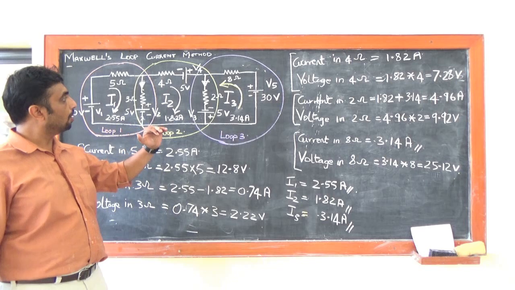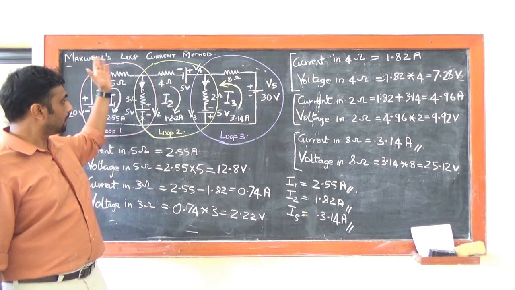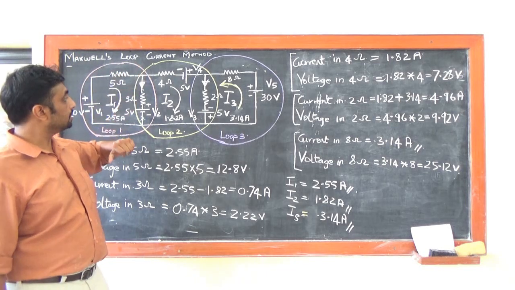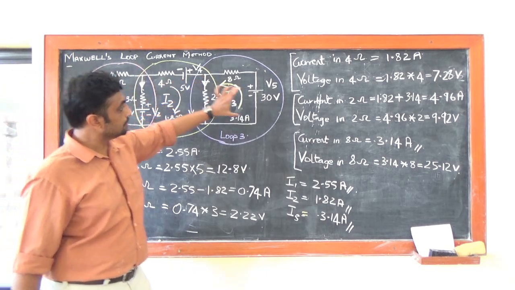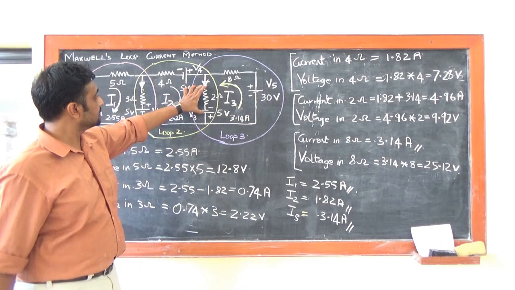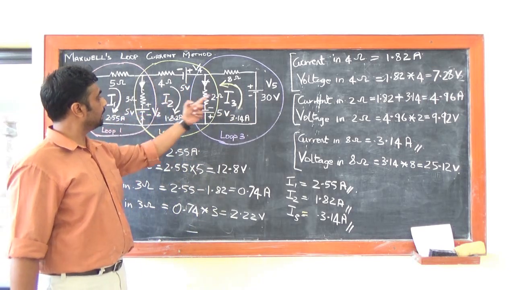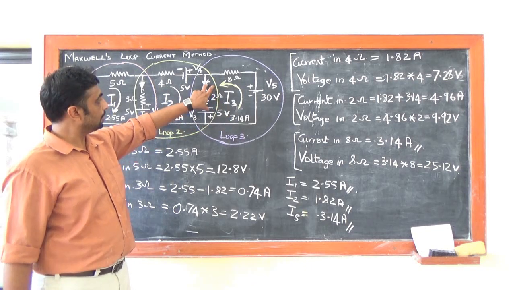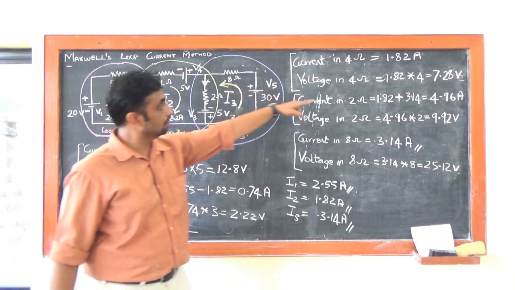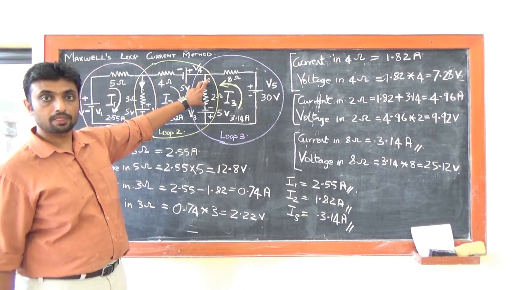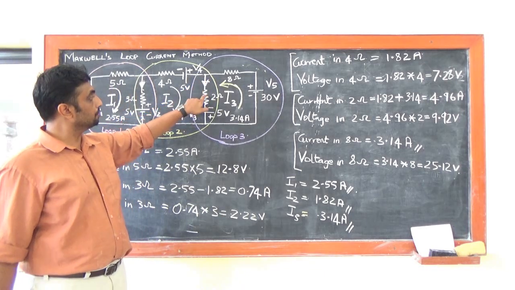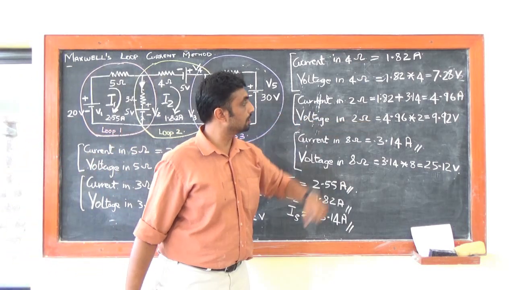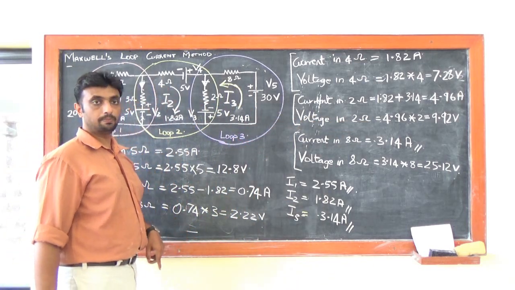So if you want to know a particular resistor, you don't have to do all this. If you want to know the voltage and current of a particular resistor, say 2 ohms, then you just follow this step. 2 ohms is linked with what currents? I2 and I3. So it will be I2 plus I3. That will be your current value, which is equals to 4.96. 4.96 into 2 will give us the voltage drop across this resistor. So we got a voltage of 9.9.